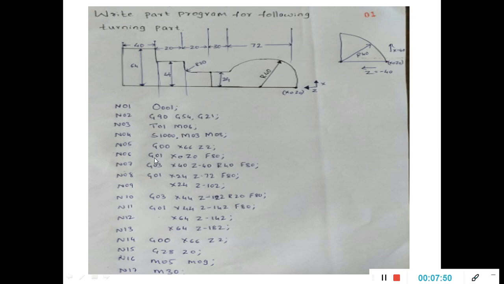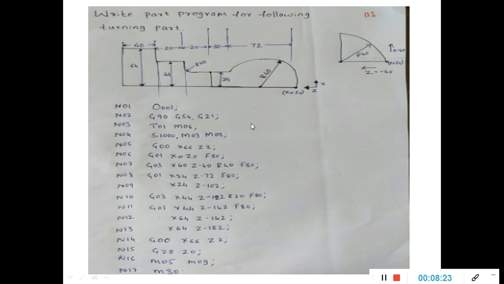Okay. Then G01 X0 Z0 F80. From this point, the tool should move slowly to the reference point, that is G01 X0 Z0 F80. X0 Z0 is this point, and as you are switching from G00 to G01, you have to mention the feed here. Okay. So now the tool is at your reference point. Your tool is rotating, coolant is on, and your tool is at X0 Z0.